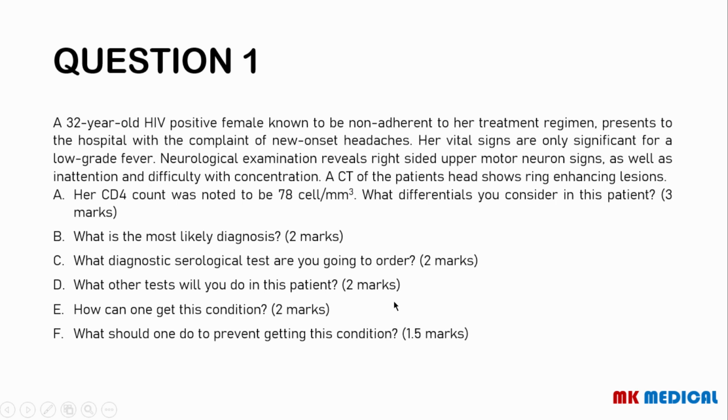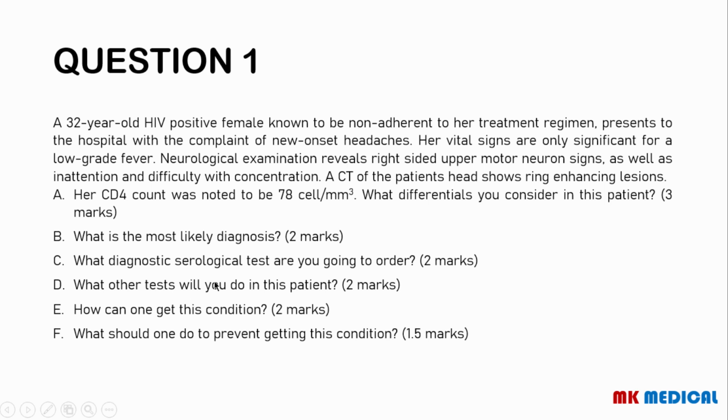What diagnostic serological test are you going to order? So you want to order a serological examination. You want to check for IgM and IgG against toxoplasmosis, a test that is known as the Sabin-Feldman dye test. So you can do the Sabin-Feldman dye test as a diagnostic investigation in this case.